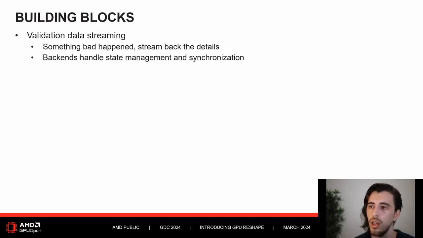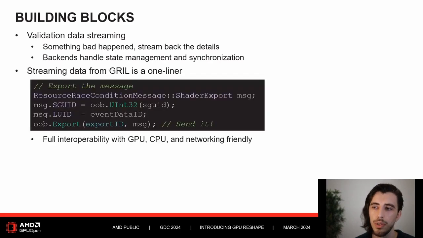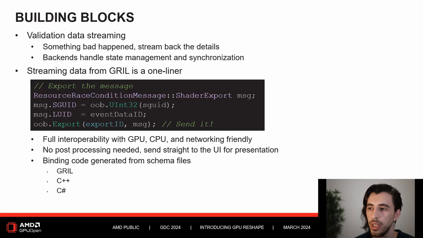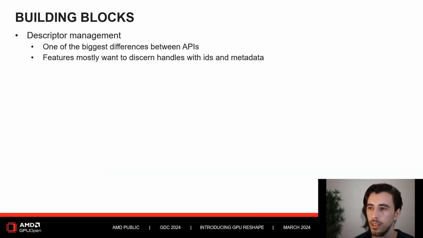So when it comes to validation data, we know the concept, but how do we actually get the data back from the GPU? Reshape offers a one-line Grill instruction named export that handles all of that. All memory, layout, interoperability, streaming, synchronization, etc. is automatically handled. Just call the function and the data will find its way back.